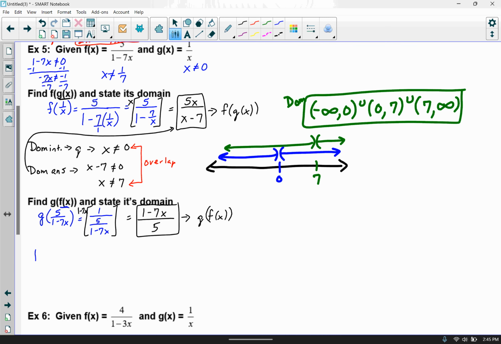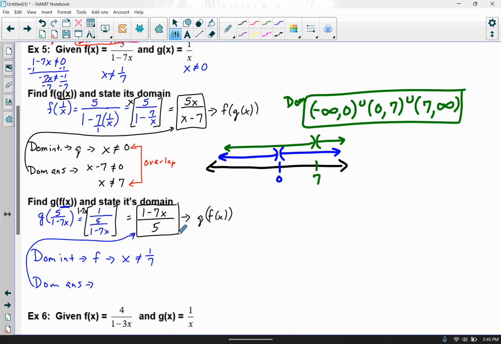Okay, for our domain, we need the domain of our interior function. So this time, the interior function, what we started with was our f. Looking back at the top, our f domain, x could not equal 1/7. Then we need the domain of the answer that we just got. So that's this guy right here. Trying to find the domain of that answer.